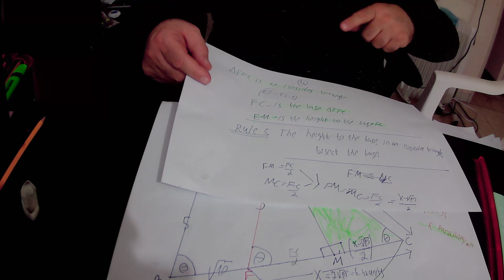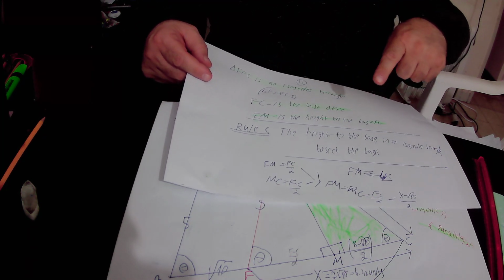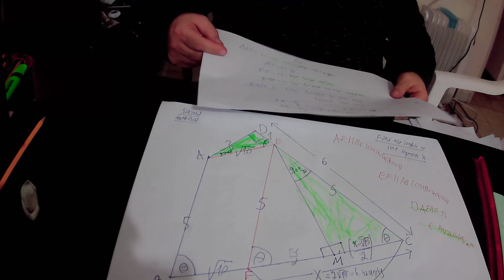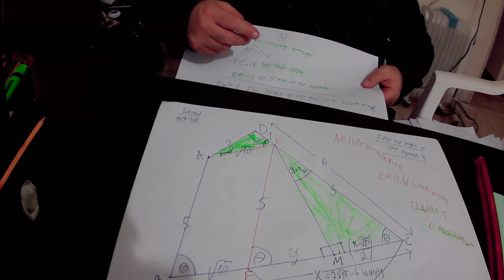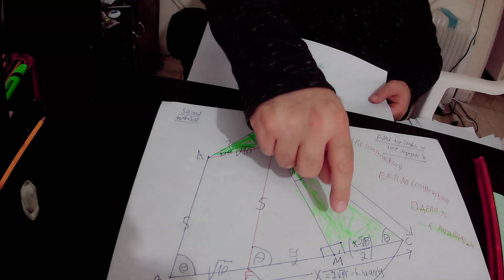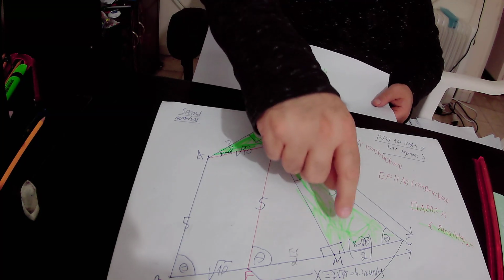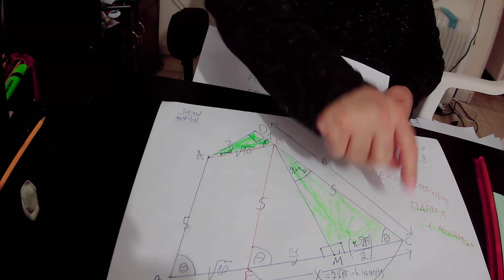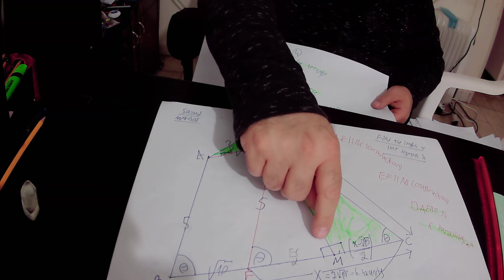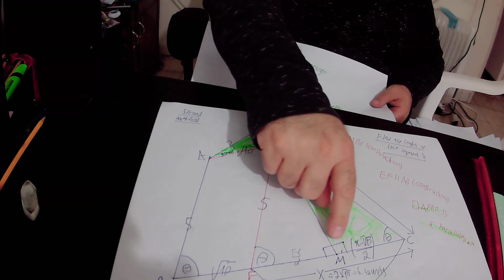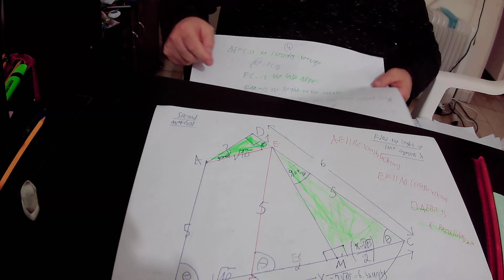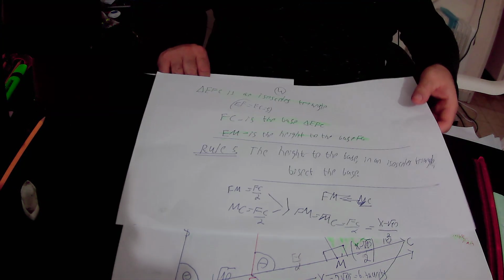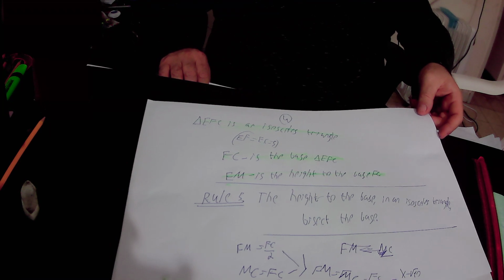Then we did a construction from point E: we drew a perpendicular onto FC. So EM is perpendicular to FC. That is to say, this angle equals 90 degrees and this angle equals 90 degrees according to our construction. Then I presented to you rule number 5.